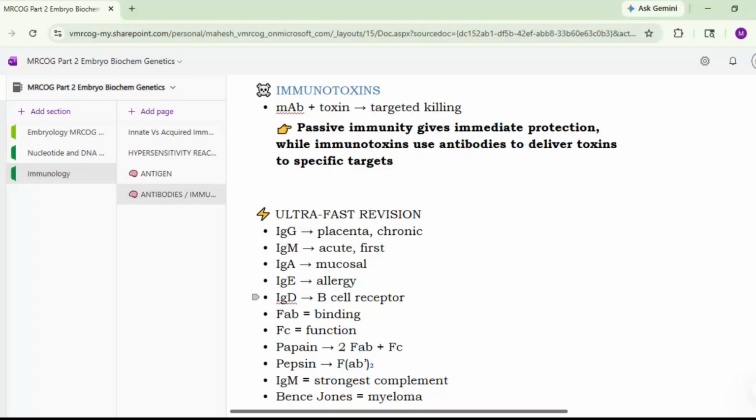IgD is a basal receptor. However, cellular function is not very clear. Then Fab is the binding site. Fc is responsible for effector function. Papain digestion.